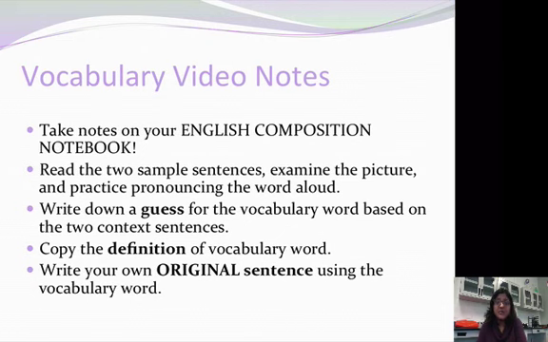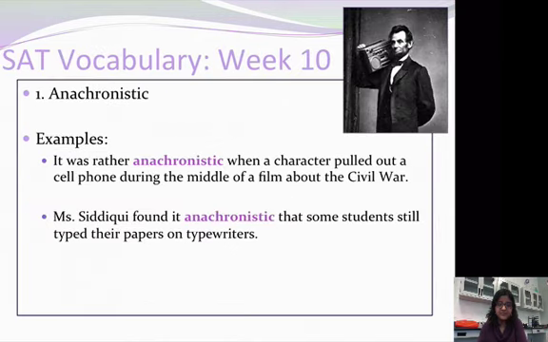For this video, you will need your English composition notebook. You're going to read the 2 sample sentences, examine the picture, and practice pronouncing the word aloud. There are 8 words and 2 Latin roots for this week. So, first, write down a guess for the vocab word based on the 2 context sentences that you read. Copy the definition of the vocab word, and write your own original sentence using the word. Pause the video when you need to during this slideshow.